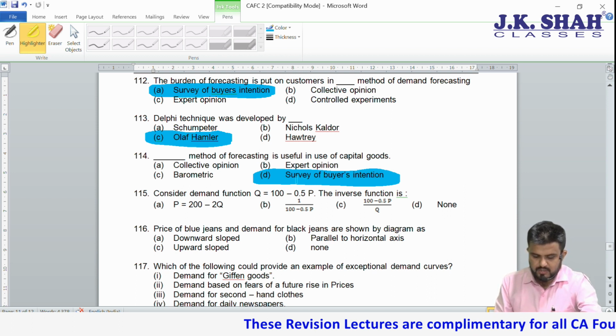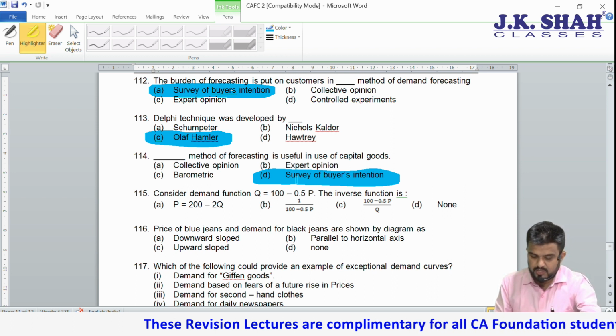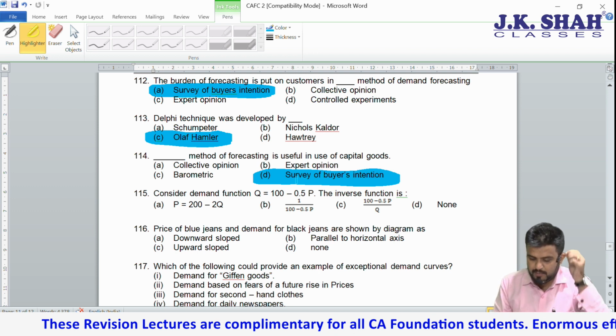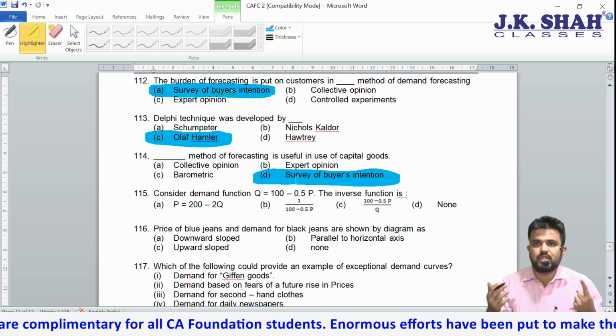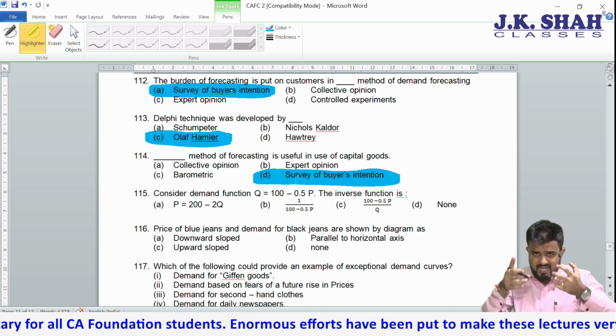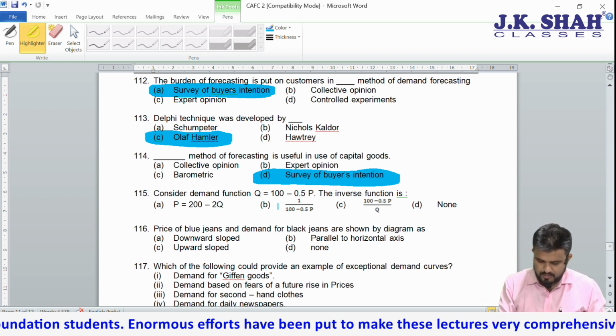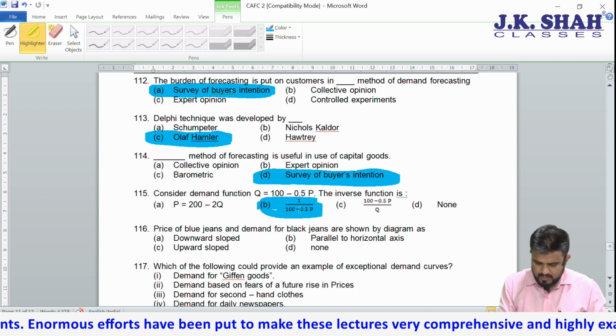Moving to the next, consider demand function Q equals 100 minus 0.5p. The inverse function. Inverse means anything 1 upon that equation. So your correct answer is B.